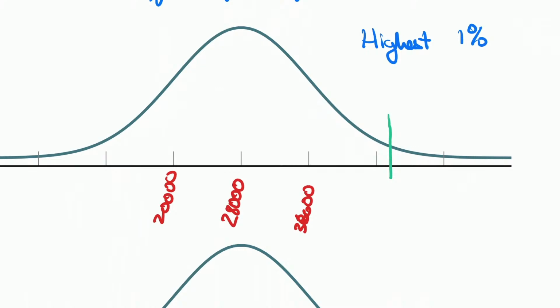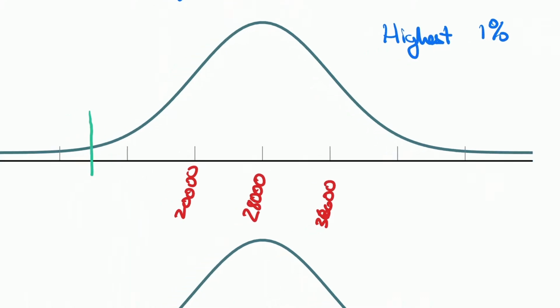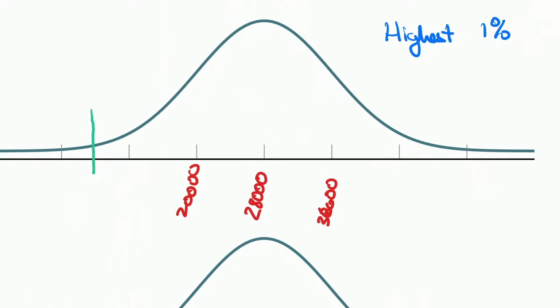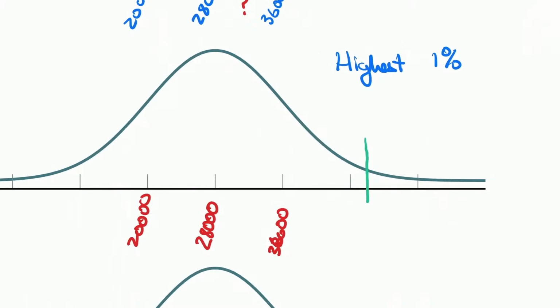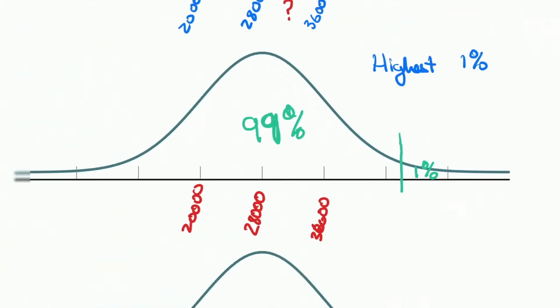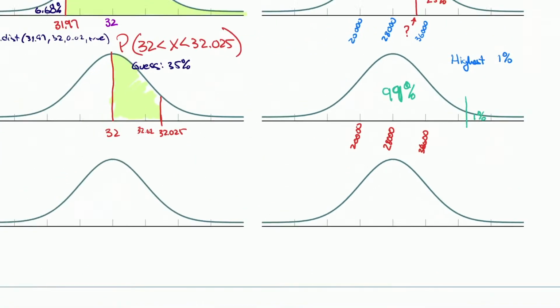Now, here's the thing that I want to point out, because a lot of students make this mistake. They'll put the line way down here thinking that they want 1% over here on the left. But it says the highest 1%, which means the 1% is over on the right. And that means that 99% is over here on the left. So be careful of this, but then let's do what Caleb did.